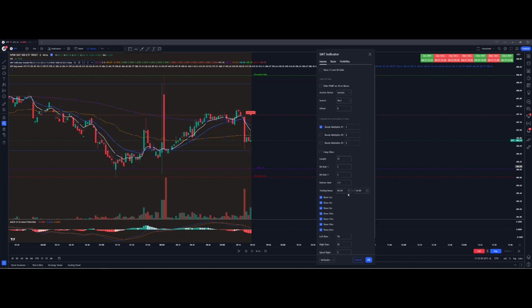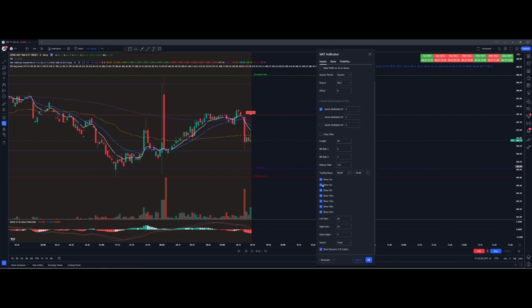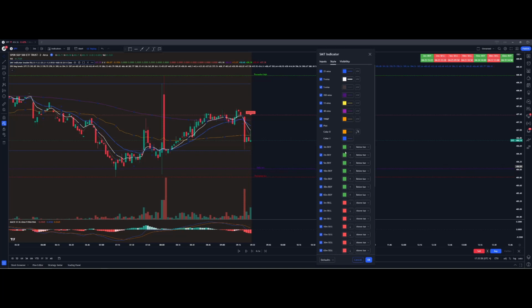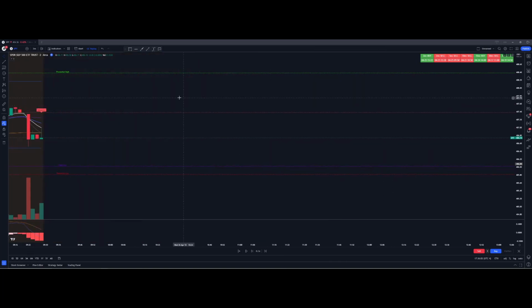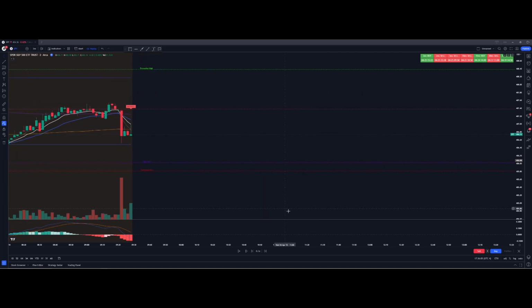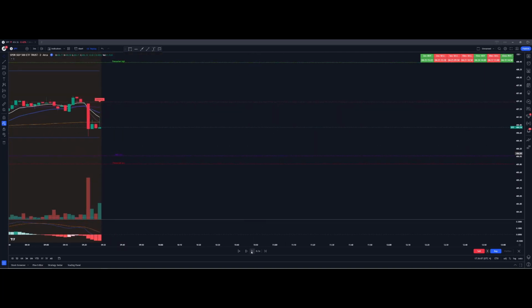I have my time from 9:30 a.m. to 4 p.m. Eastern time. I don't have my chop filter on. I have all my table settings on. So these are my settings, and let's go ahead and begin. I will narrate price action, show you where I took some trades, and what I observe as price moves along.